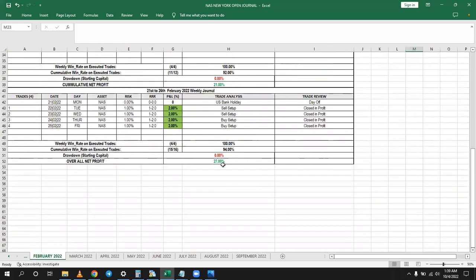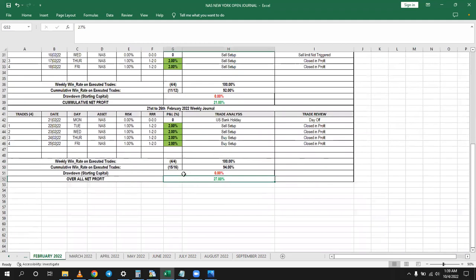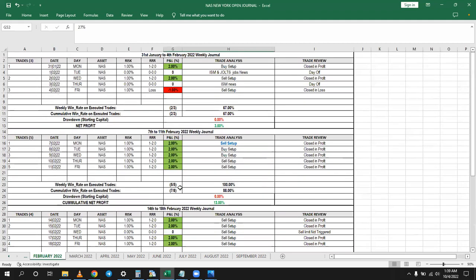February, we had a 94% win rate. You know, it sounds like a joke, but that is the data I gathered. 27% profit with 16 trades and 1 trade lost, right?